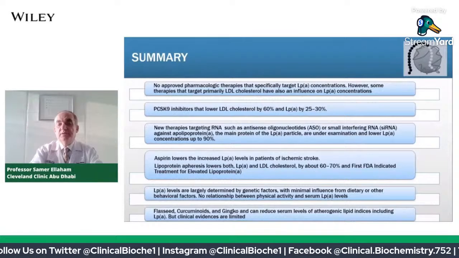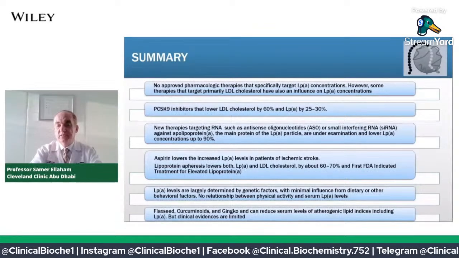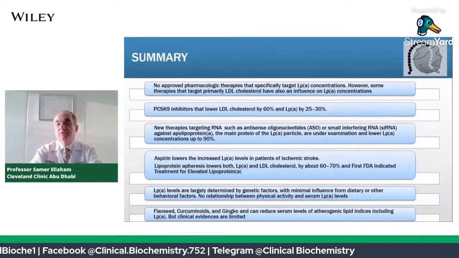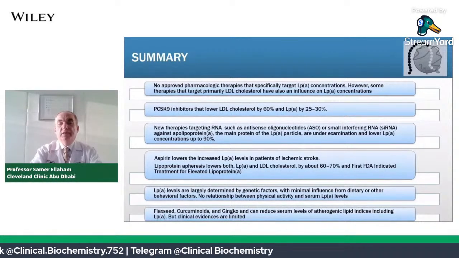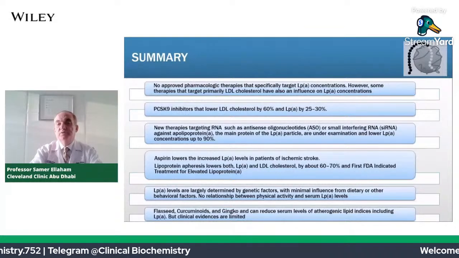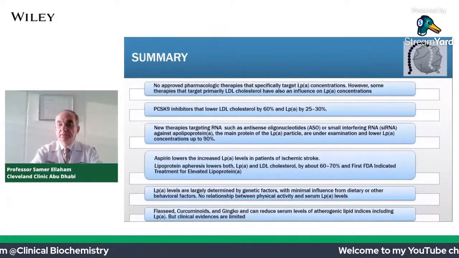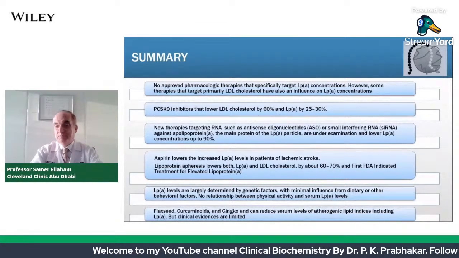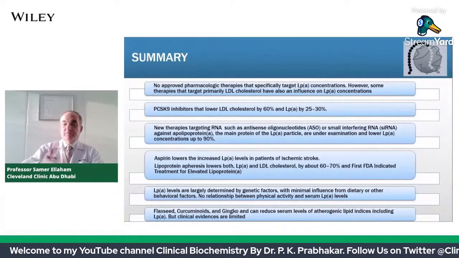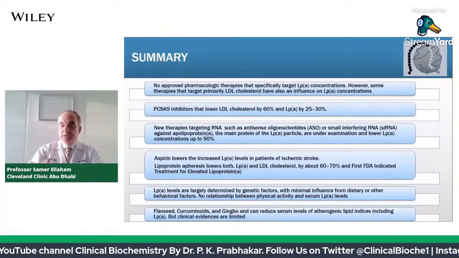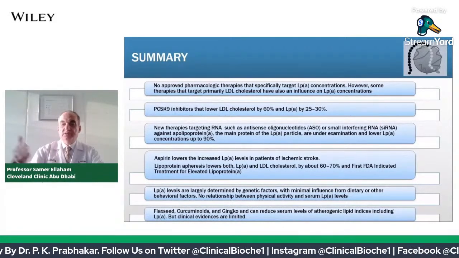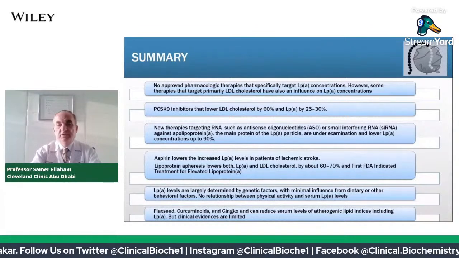It's rather likely to be related to the LDL plus or minus Lp(a). New therapies targeting RNA, such as the antisense oligonucleotides, which we call ASO, or small interfering RNA, against ApoA, the main protein of the Lp(a) particle, are under examination, and they can lower concentrations, at least the targeted therapies, up to 90%. So proof of concept from the initial data is that they lower, that's the output. We need outcome data, obviously, to show that this affected the outcome of the patient.